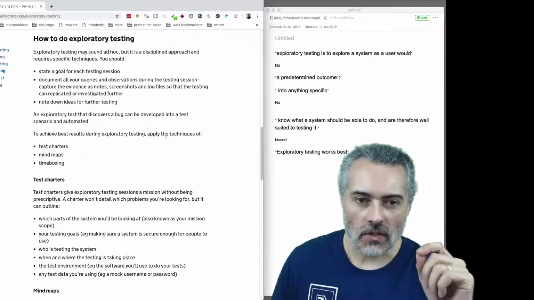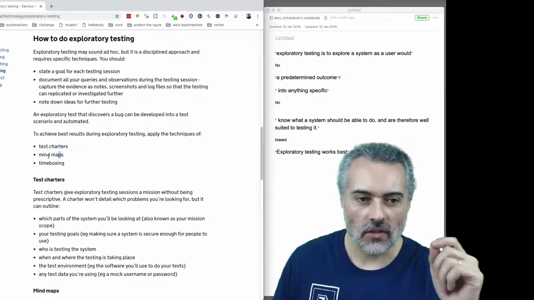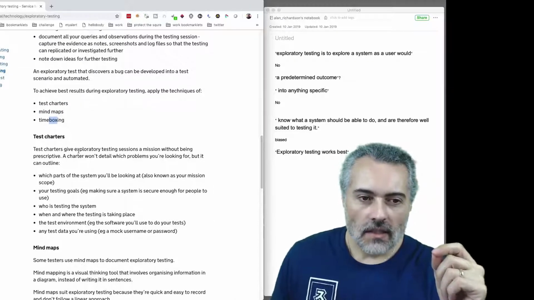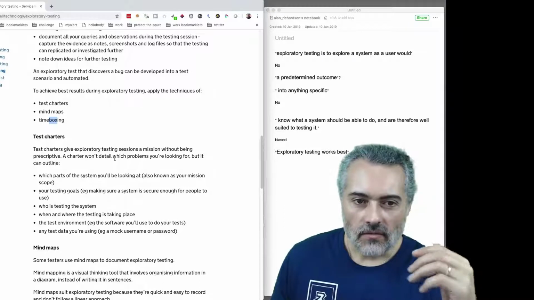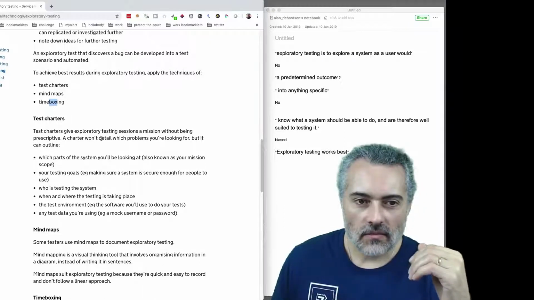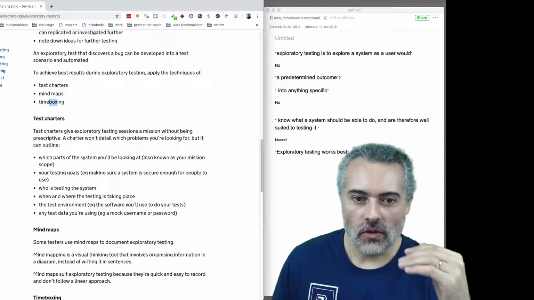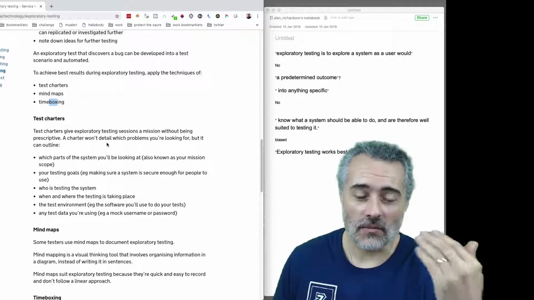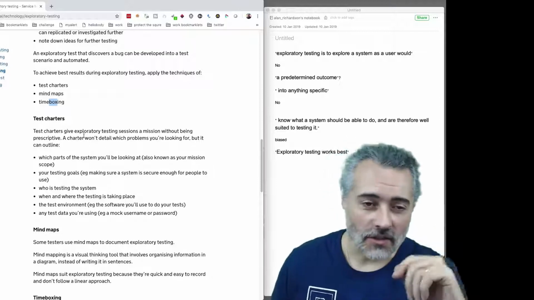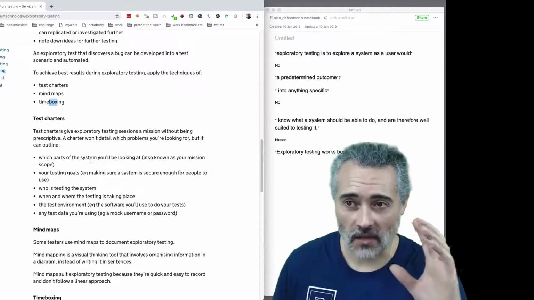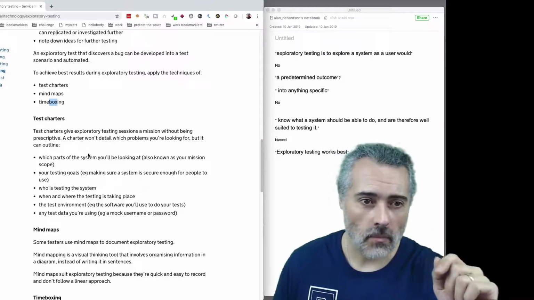To achieve best results, apply the techniques of test charters, mind maps, and time boxing. Okay. Test charters explain a mission without being prescriptive. Okay. Charter won't detail what problems you're looking for. Well, it might. Right? There's nothing to say that your test charter can't be a problem investigation charter. So you can have charters that are about investigating problems. That's perfectly valid.